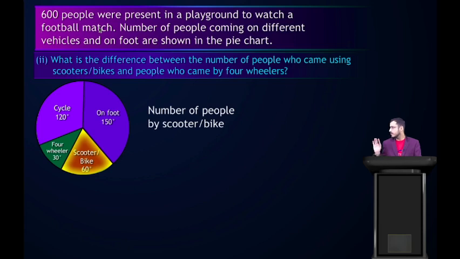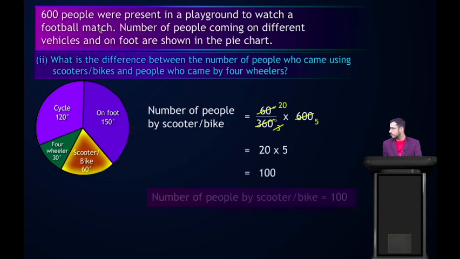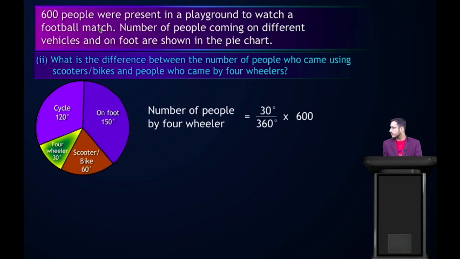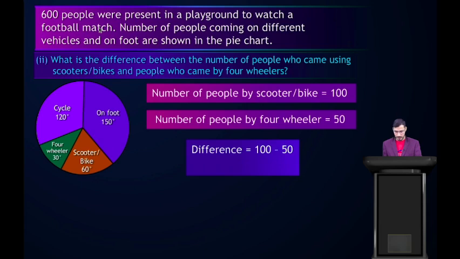Now what is the difference between the number of people who came using scooters, bikes, and people who came by four-wheelers? So first one by one we find the number of people by scooter. So 60 by 360 degree into 600, so that is 20 into 5, that is 100. And four-wheeler, you can see 30 by 360 into 600, so we get here 50. And the difference means yes, subtraction. So 100 minus 50, so we got 50 here.